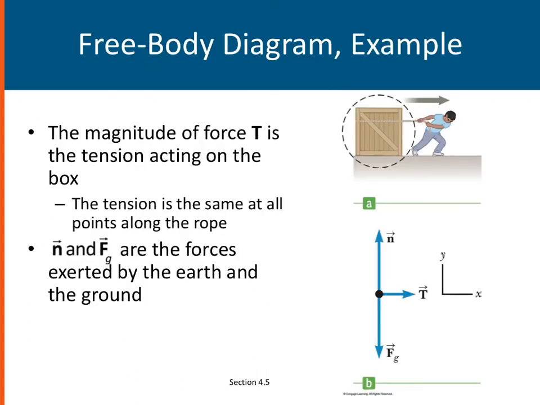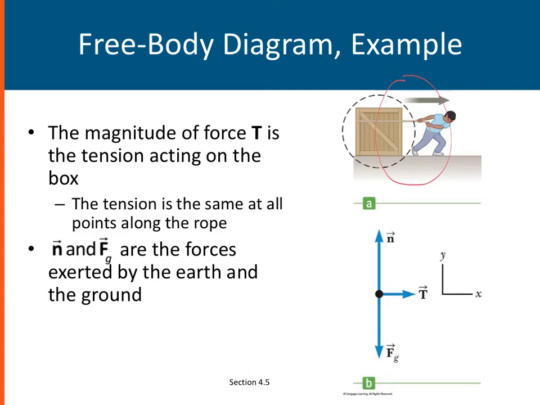Let's look at an example of a problem where we'd want to draw a free body diagram. Let's say the magnitude of the force T is the tension acting on the box. We have a person over here that is pulling a box with a rope, and we're calling T the tension force. We will say N is the normal force that the ground is exerting up on the box, and F sub G is the force of gravity that the earth is exerting on the box, which is pulling down.